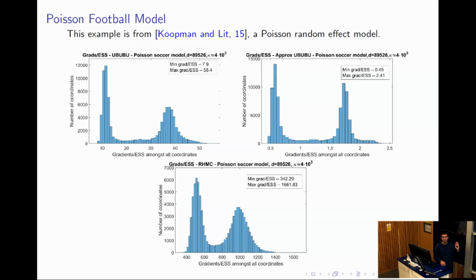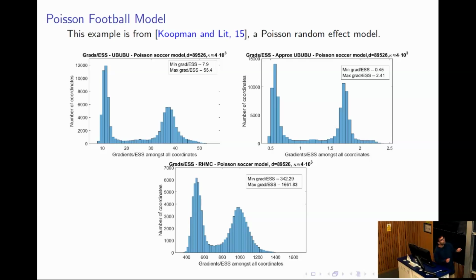What I'm comparing here, again, is the gradient evaluations per effective sample size, comparing U-Boo-Boo, approximate U-Boo-Boo, and randomized Hamiltonian Monte Carlo. If we consider RHMC first of all, what I really want to point you to is this box, which shows you the minimum gradient evaluations per effective sample size and the maximum. For RHMC, the maximum gradient evaluations we need per effective sample size is approximately 1600.